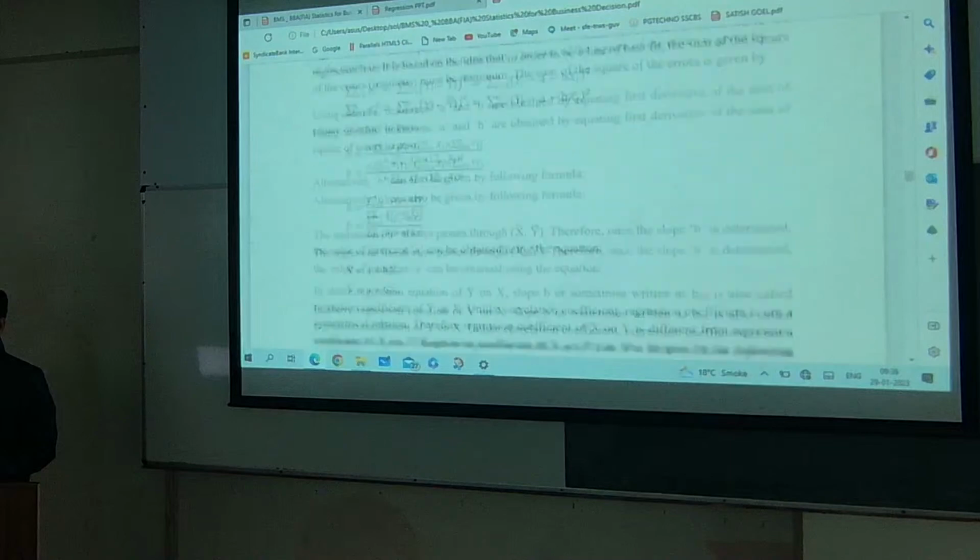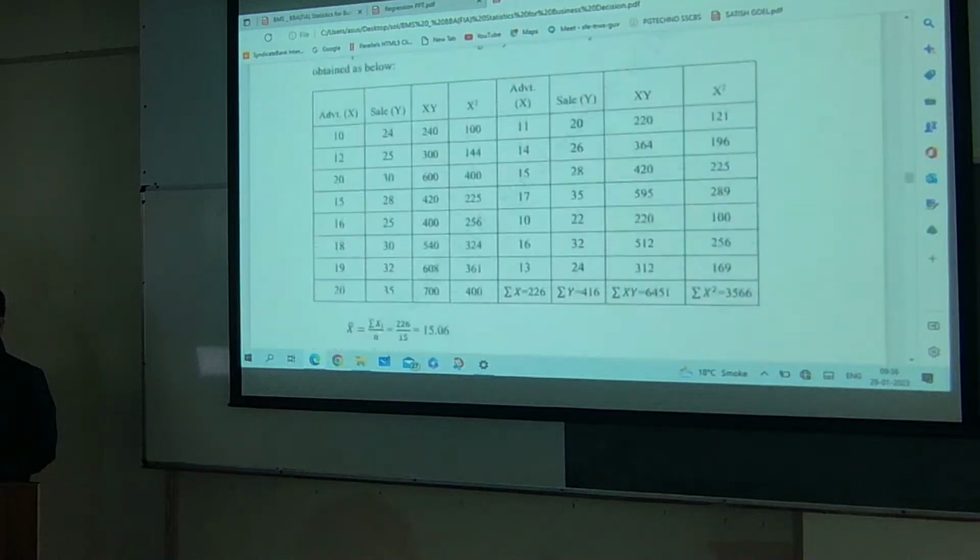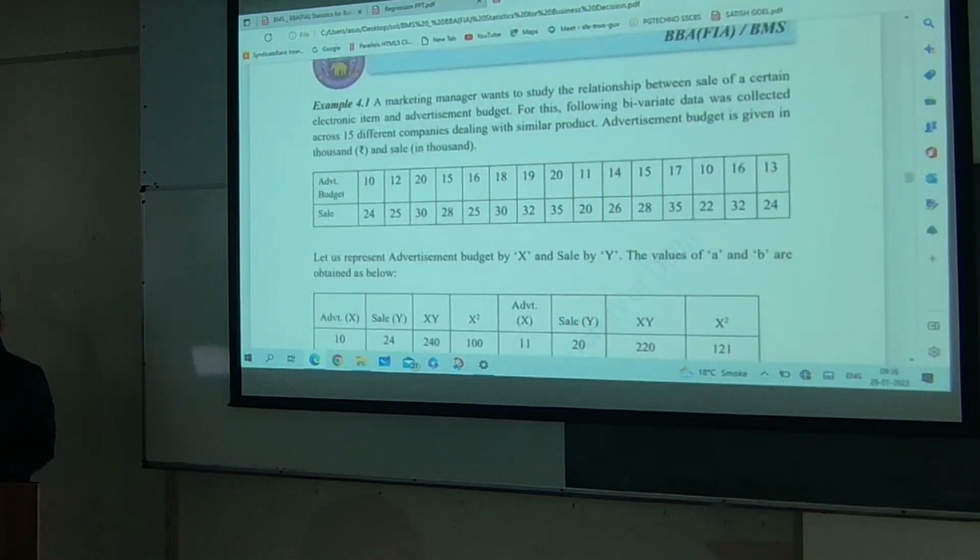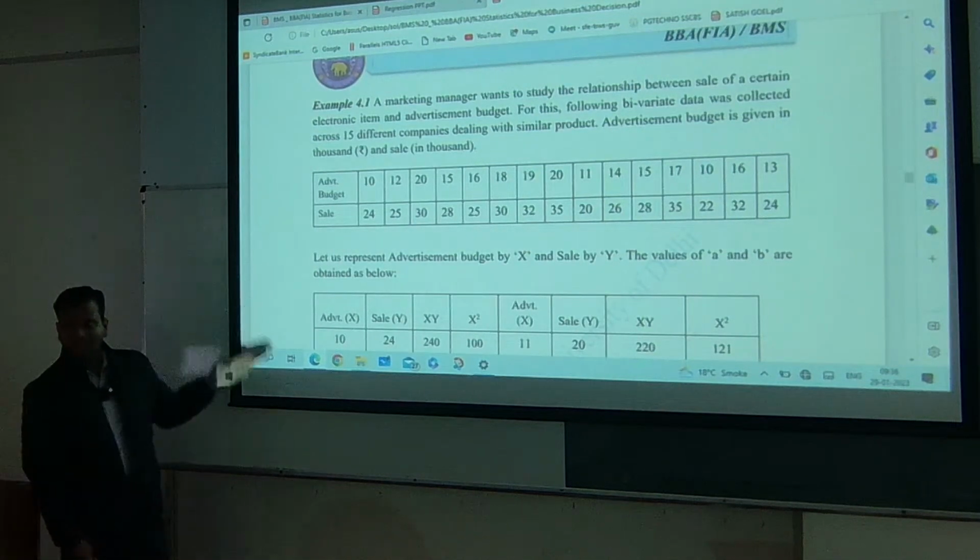Before coming to the assumptions, we will discuss one numerical, so that you can understand what this model is and what you need to calculate. If you see example 4.1 in your book, a marketing manager wants to study the relationship between sales of a certain electronic item and advertisement budget. So he wants to study the relationship between the two variables. Basically one variable is the budget and the other is the sales.